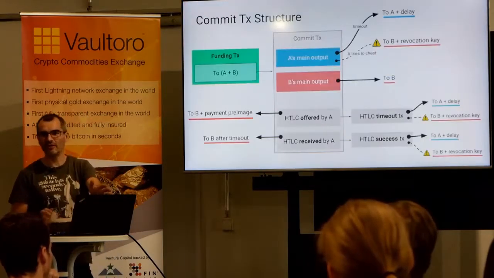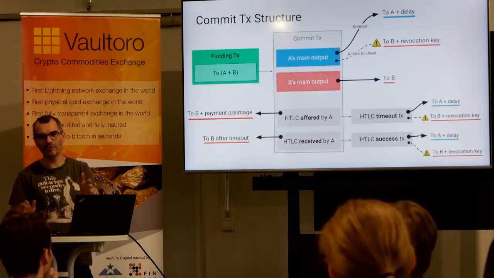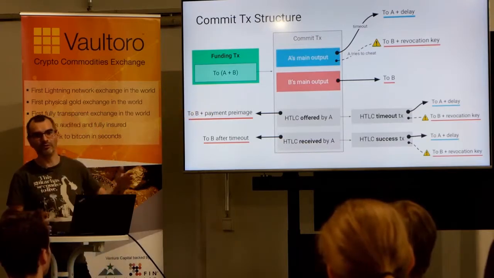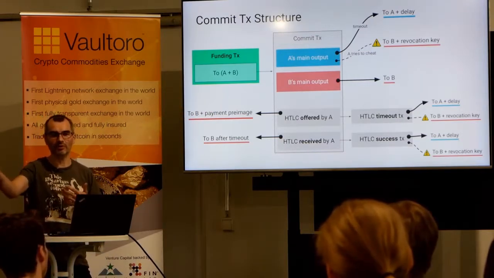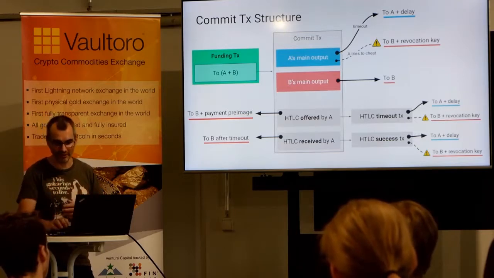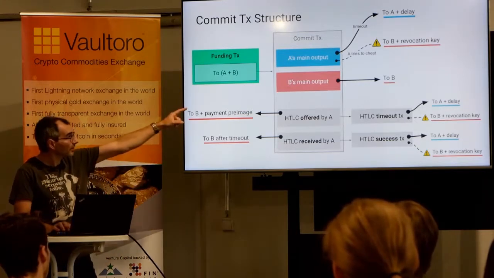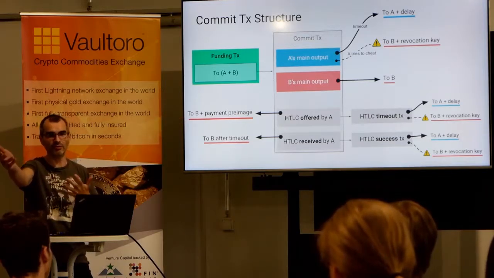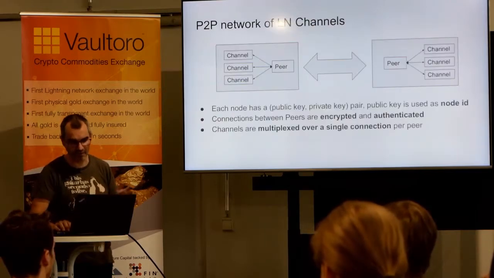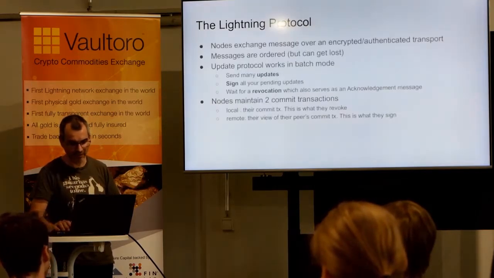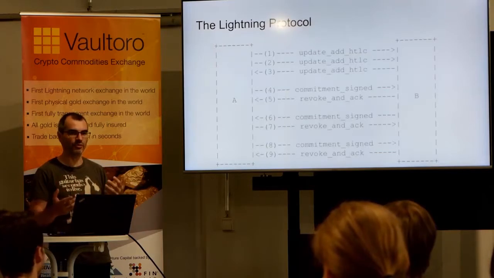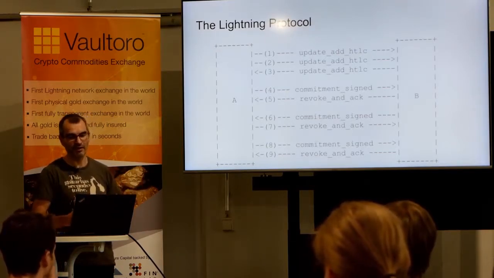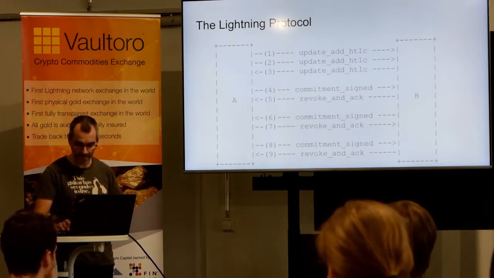if you publish, this is, I think, something everybody knows about. If you publish an old state, there's some kind of short circuit in all your outputs that makes it possible for your counterparty to get all your funds. So the secret, basically the private key to the revocation key, is what you send as a revocation. That's why only the latest state is safe to use. So it's a batching protocol. You send updates. You sign the updates, in return you receive a revocation, and you go on and on.